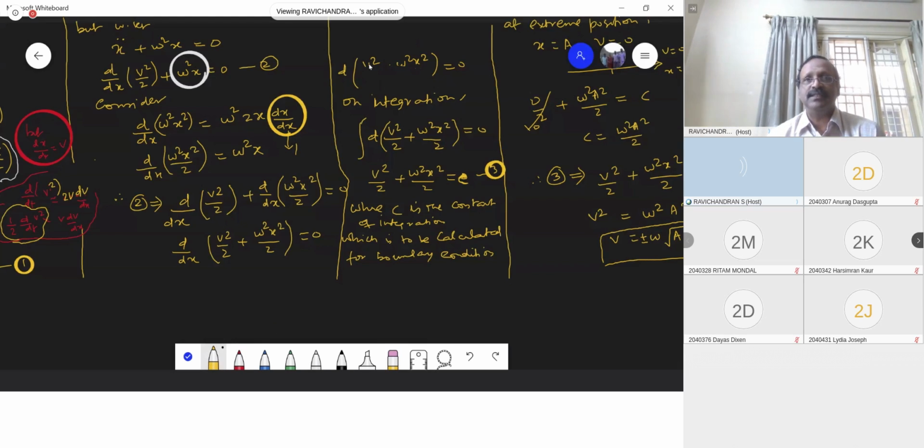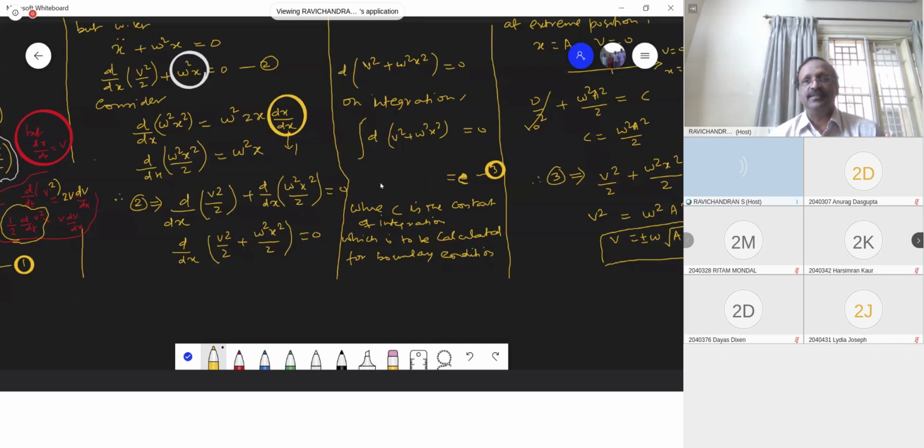Okay, so this is v square plus omega square x square. So then this 2 will not be there. I cancel this, so that I give you a simple equation, that's all. Equal to v square plus omega square x square. If I do the differentiation, I'll get only the top term. This will not be there.